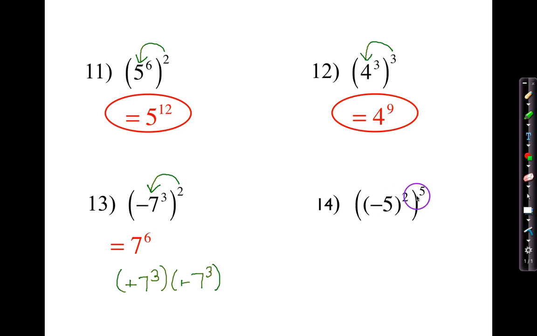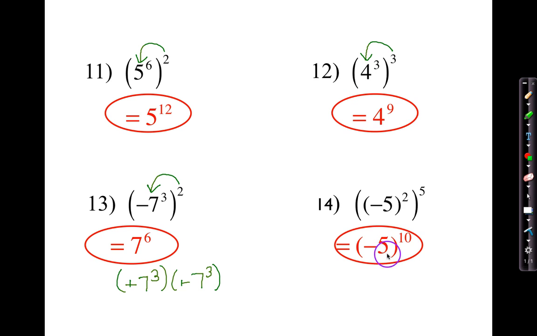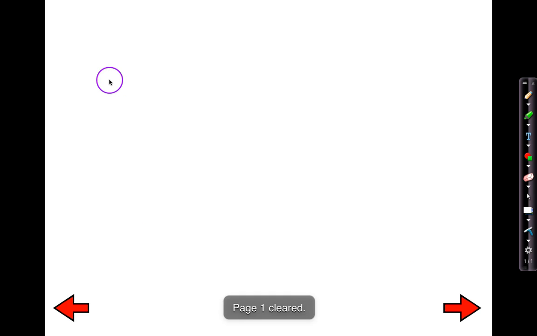And number 14, what is raised to the 5th power? It is the opposite of 5 squared. Hopefully repeating that 5 times, you will see that you have -5 raised to the 10th power. So hopefully you got those right. If not, please go back to previous examples to see if that can help you.